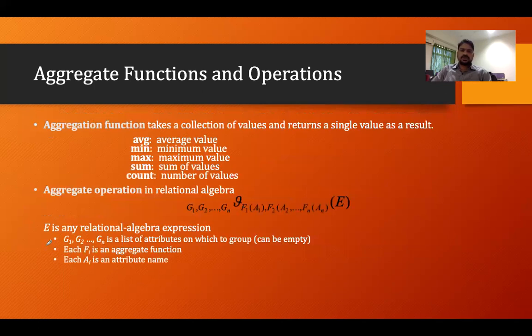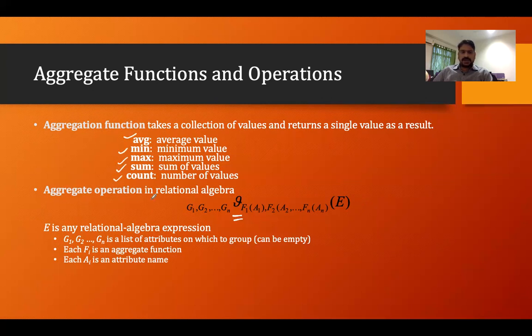Now let's go to the aggregation function. So how many aggregation functions do we have? If you know, we have different types of aggregation functions. We have average, min, max, sum, count, right? All those aggregation functions we can use in relational algebra also. But how can we write it? We can write it with a symbol. This is the symbol for that.